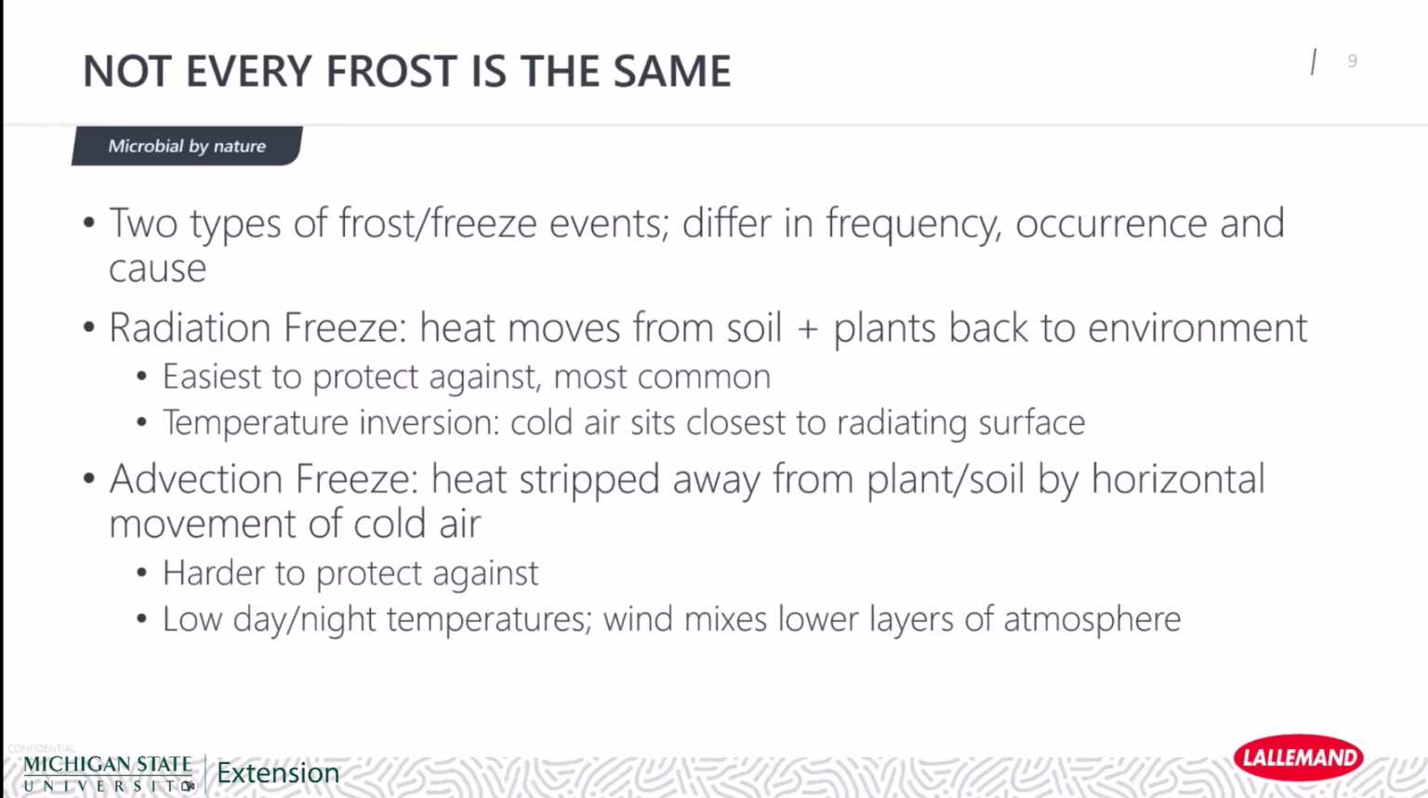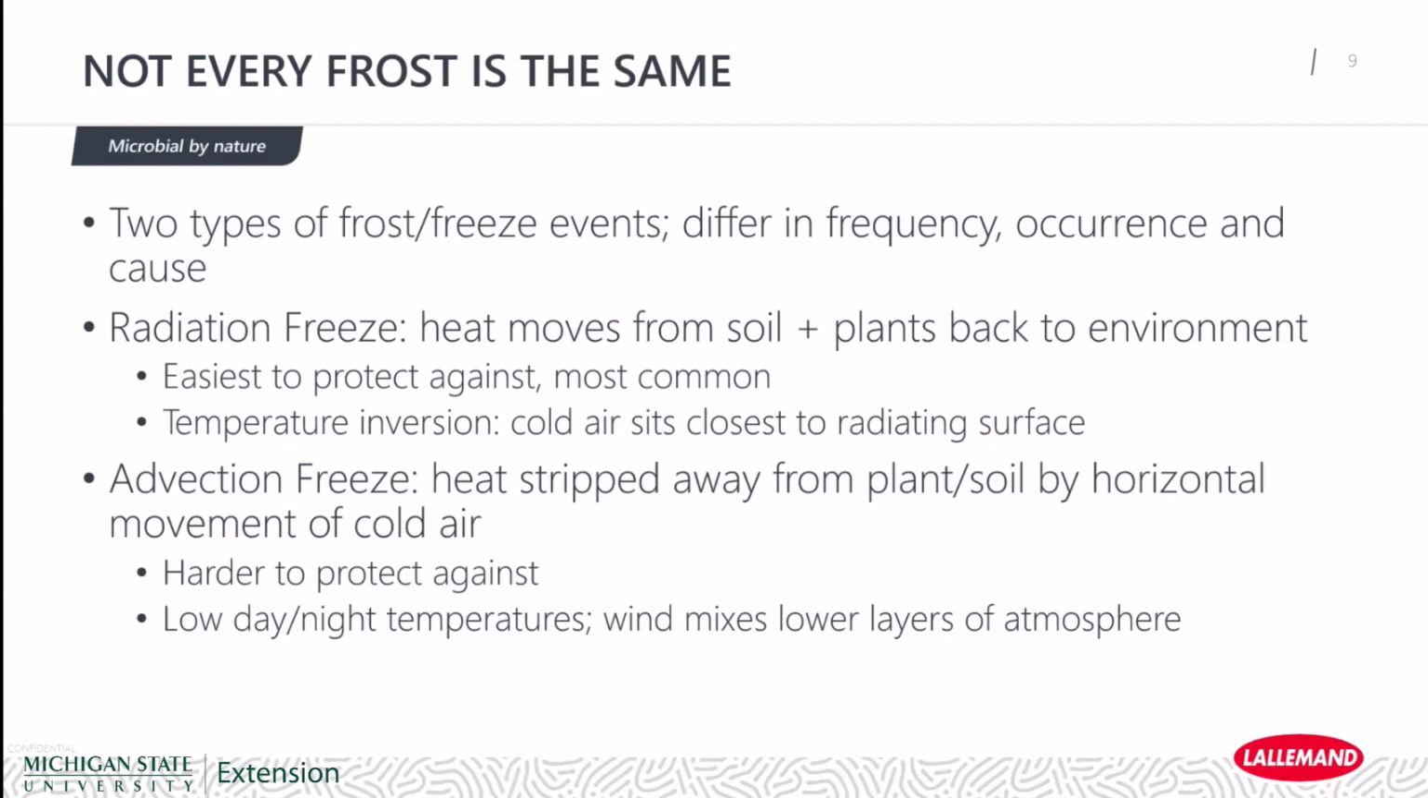The other type of freeze, which unfortunately is a bit harder to control, is an advection freeze. In this case, heat is actually stripped away from the plant or your soil by horizontal movement of cold air. So this is what happens when you get a particularly large cold front moving into the region. It's accompanied by really low day and night temperatures, high winds, and it'll really bring that cold air from the upper and lower areas of the atmosphere and mix them together and drag them across your crop.